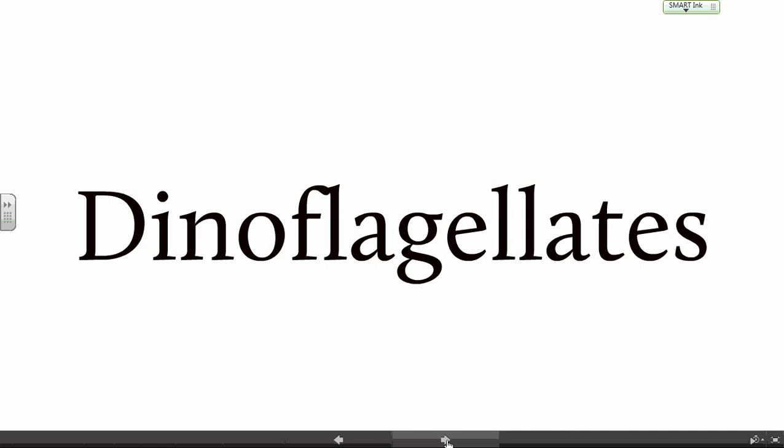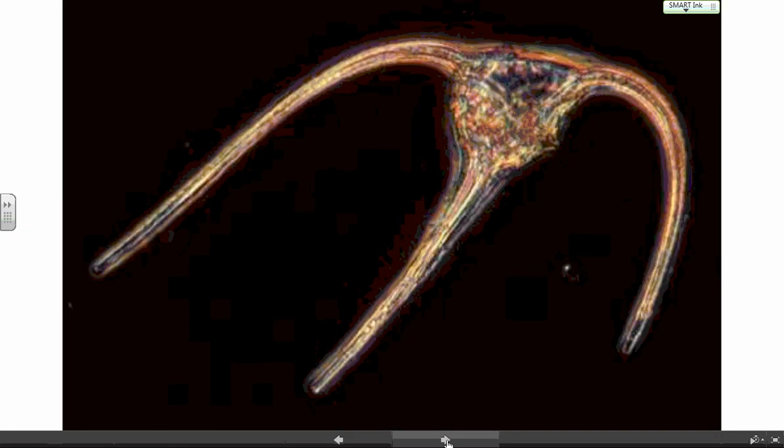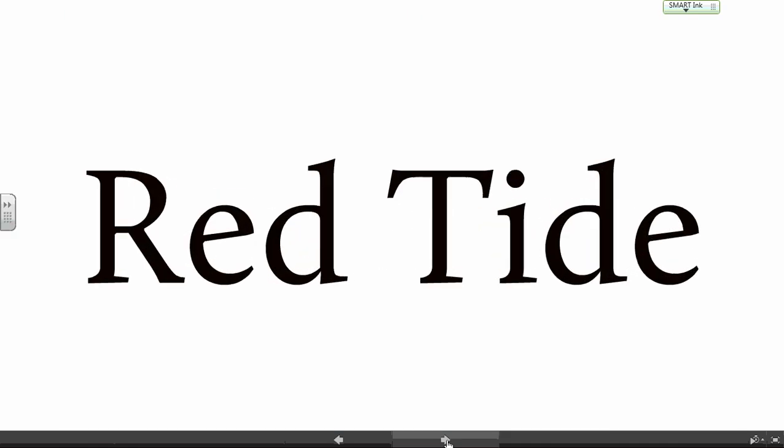All right, the next one is another one that I want you to know a little bit about. It's an organism called a dinoflagellate. Is that the name of the group? That's the name of this specific type of organism. It's got two flagella, dinoflagellates. Kind of a cool thing. There's a dinoflagellate. But what they cause are these things called red tides.